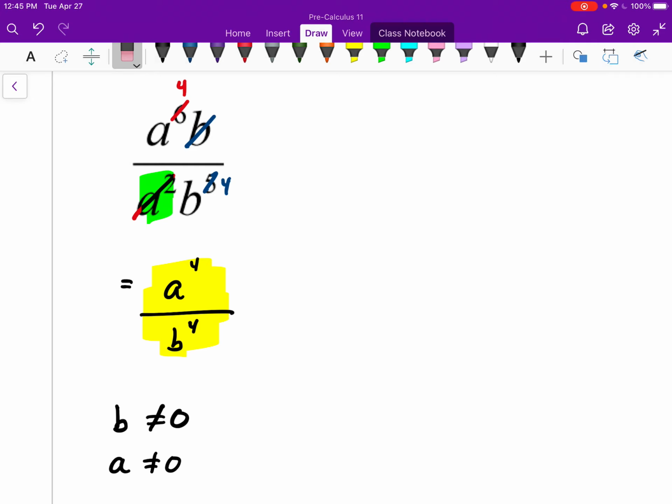a cannot equal 0 and b cannot equal 0. And it's very easy to miss these sort of restrictions here, because if you just look at your final answer, you'll never see it. So the key is, don't just look at your final answer.